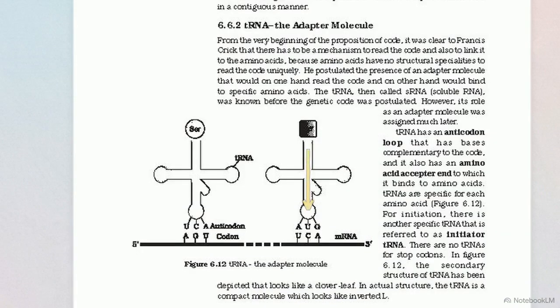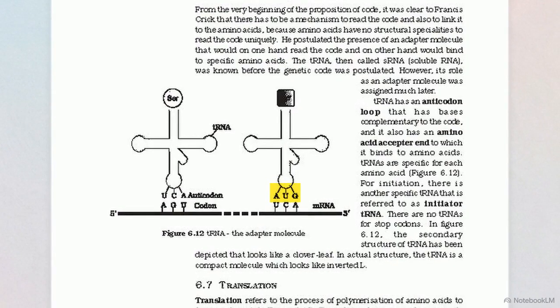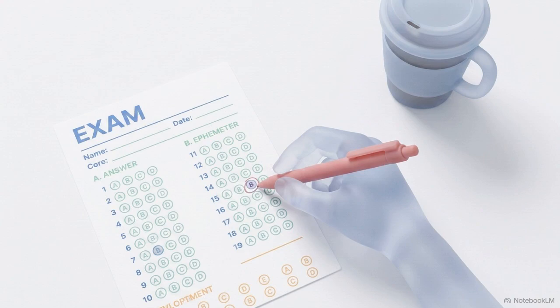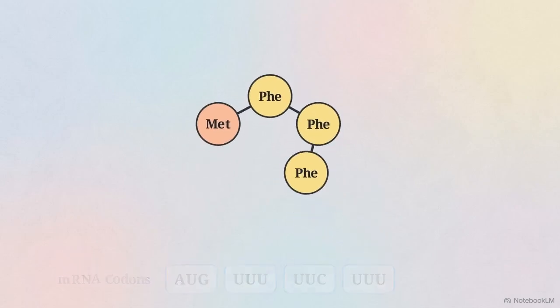A tRNA adapter molecule docks its specific anticodon directly to the matching mRNA codon. If the mRNA reads AUG, followed by UUU and UUC, the tRNA physically brings in methionine, followed by 2 phenylalanine molecules. Accurately reading this dictionary is the first required step to securing your marks. The sequence of these codons dictates the entire downstream structure of the protein.